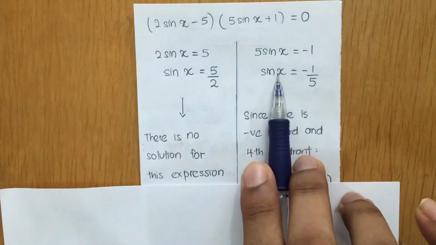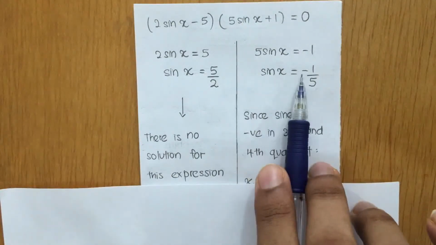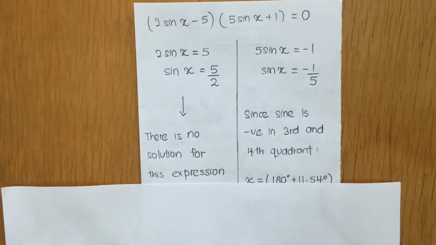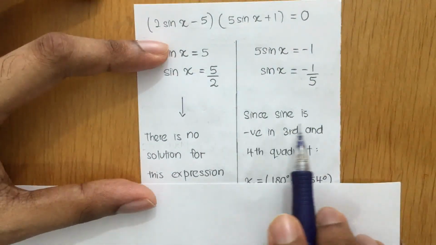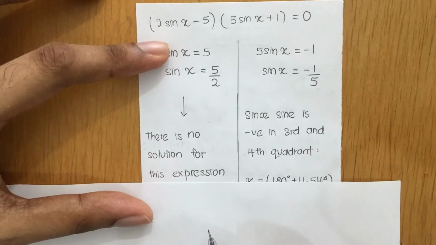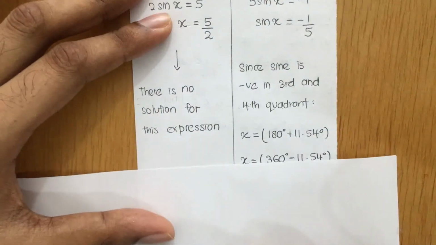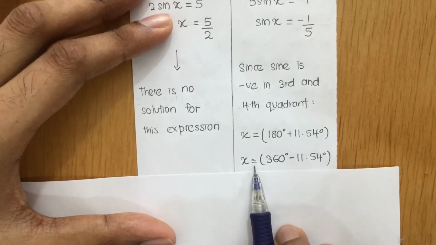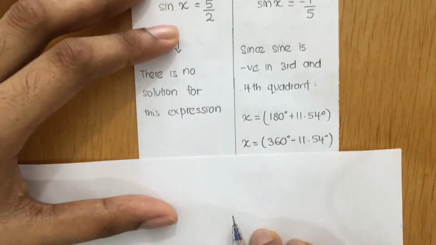Since your sine value is coming up negative, you need to work out in which quadrant your sine value is negative. Remember the ASTC formula in the quadrants. Your sine value will be negative when your angle is in the third quadrant or the fourth quadrant. So you need to come up with two answers of x. In this case, your x will be equal to 180 degrees plus 11.54 and x is equal to 360 degrees minus 11.54. So from here, you should get your final answer.